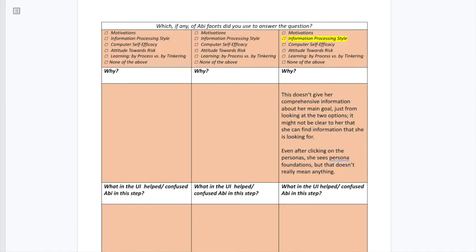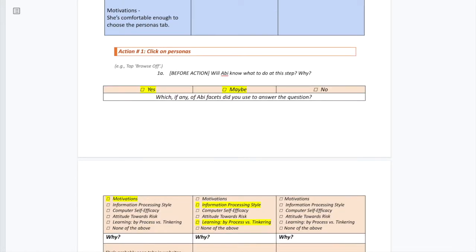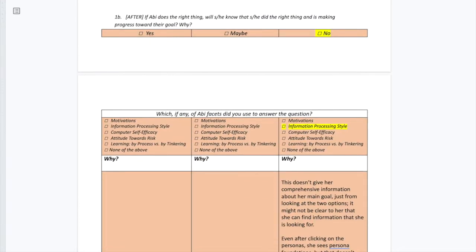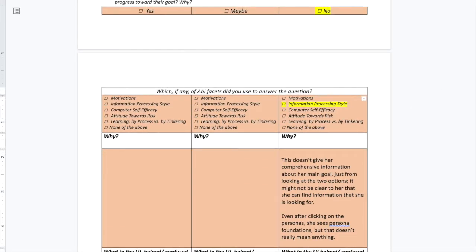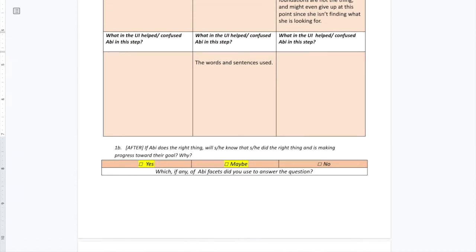Next, we want to count up the number of questions we answered maybe or no to with a facet attached to it. So here we have 1, 2, 3, 4.